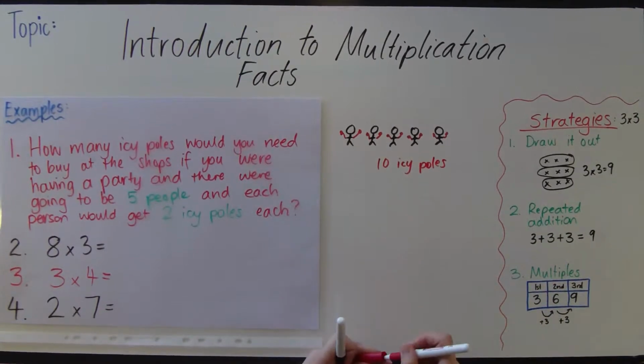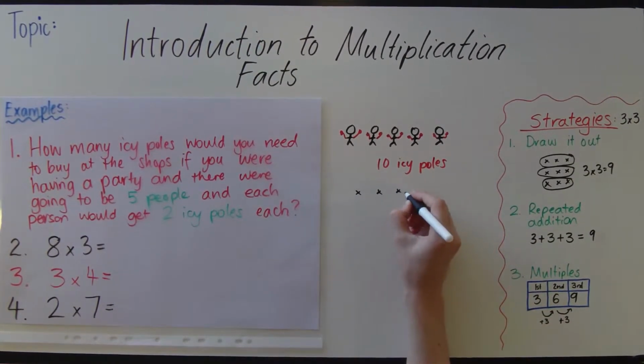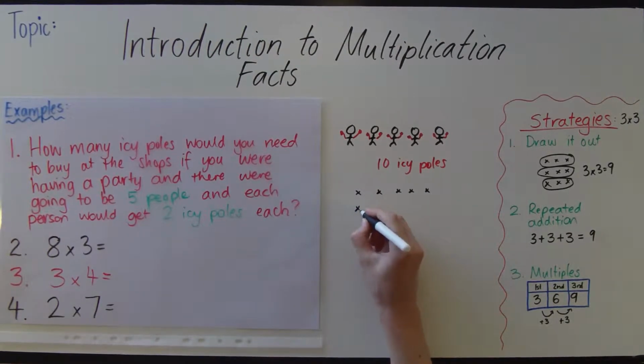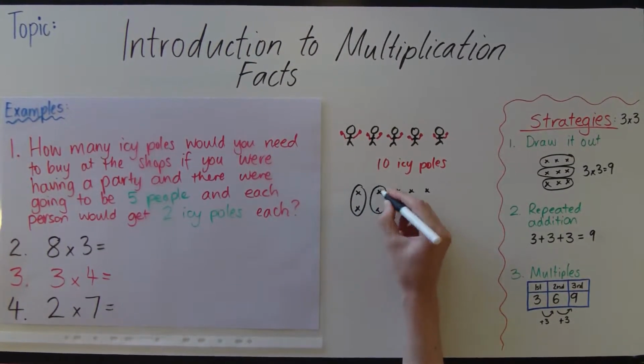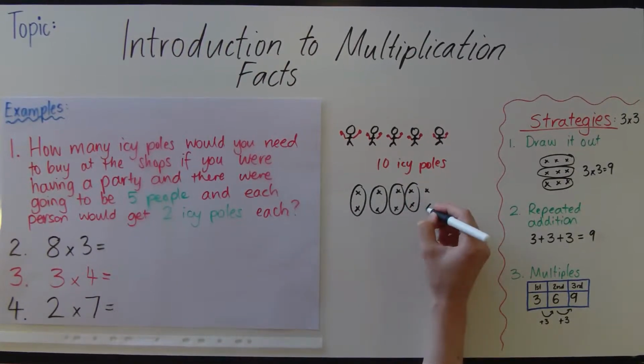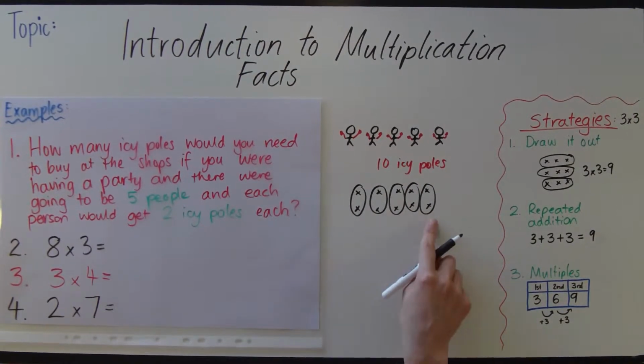Another way of drawing it out, you could go, well, I know there's 5 people and 2 icy poles each. 1, 2, 3, 4, 5. 2 each, so that's 2 each. And then you still end up with 10. 2, 4, 6, 8, 10.